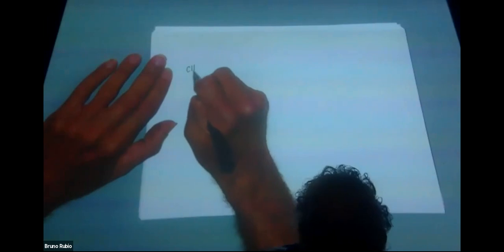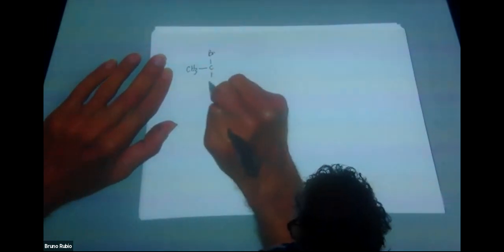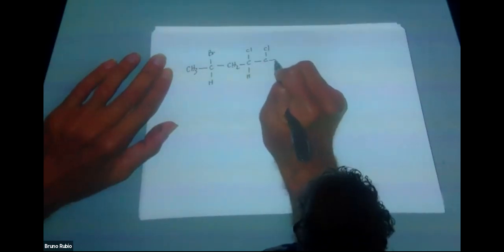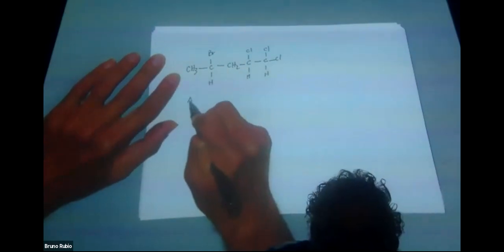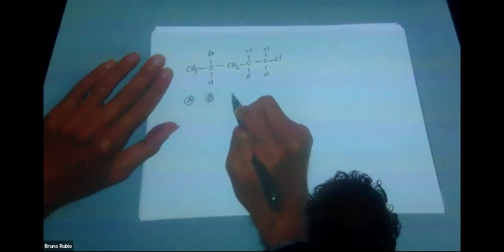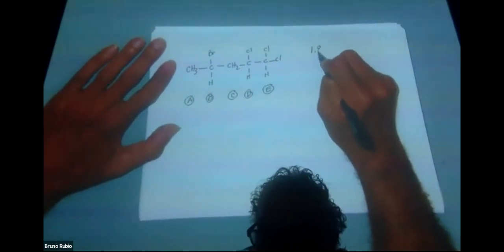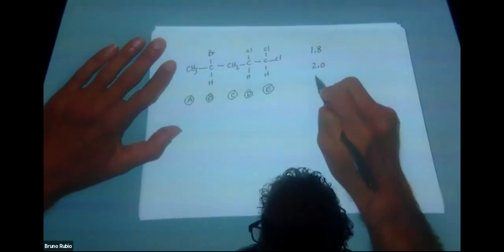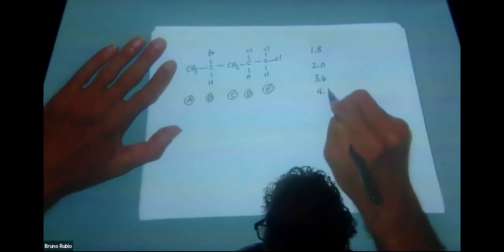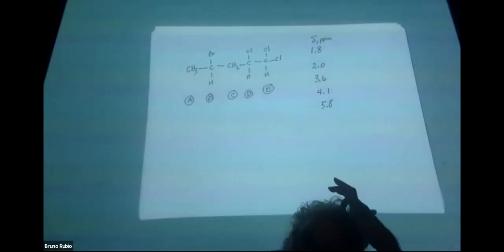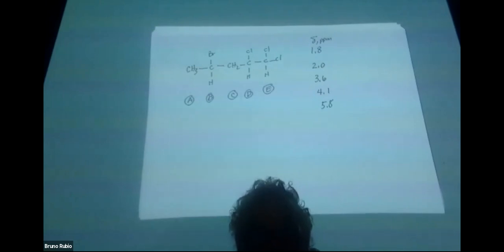Okay, so let's do a little problem. So I'm going to draw the structure of a molecule here. And I'm going to call these protons A. I'm going to call this proton B. I'm going to call this proton C, D, and E. All right, and now over here, I'm going to list their chemical shifts: 1.8, 2.0, 3.6, 4.1, and 5.8, right? So this is the chemical shift delta in units of ppm. Okay, so now let's match the proton to its chemical shift.